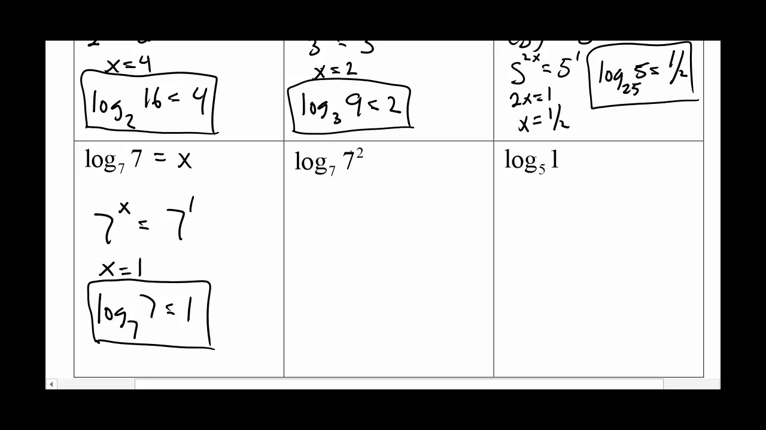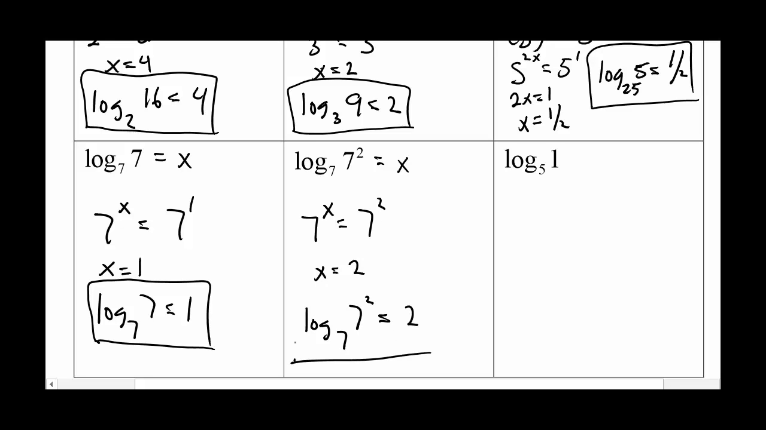Let's see, log base 7 of 7 squared. So that equals x. What's the base of the exponent? 7 raised to the x power equals 7 squared. What's x? 2. Alright, so log base 7 of 7 squared simplifies down to 2. And I'm thinking there's another general property we could probably write from that.